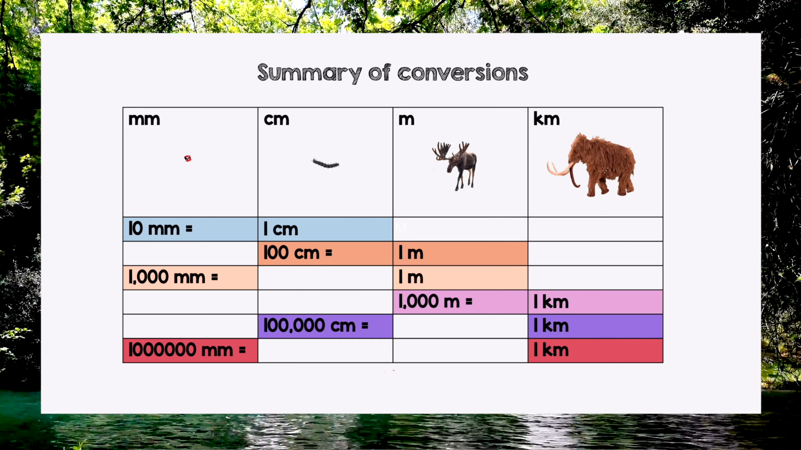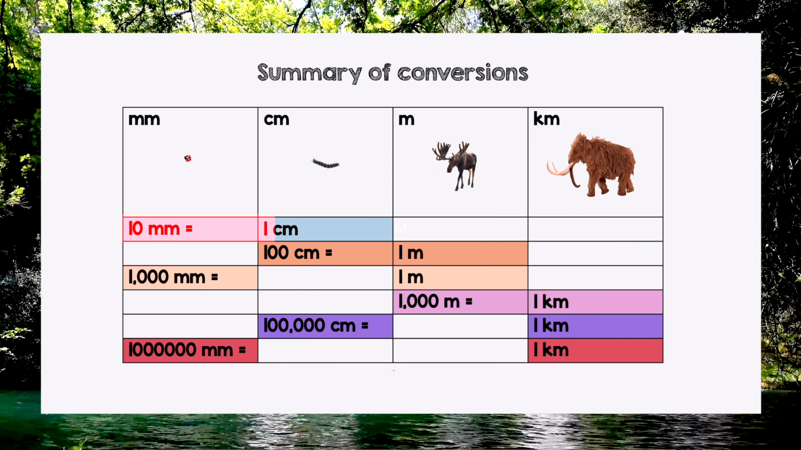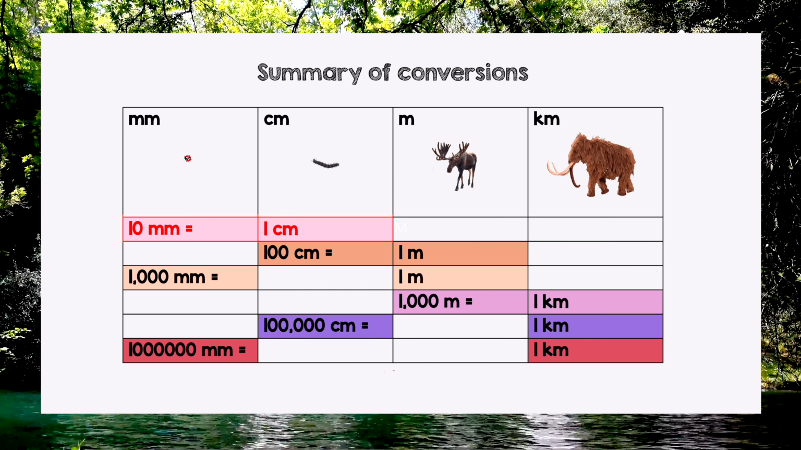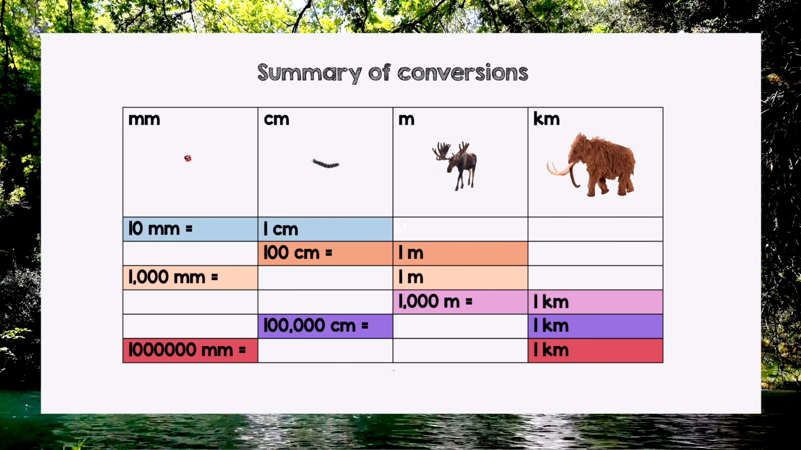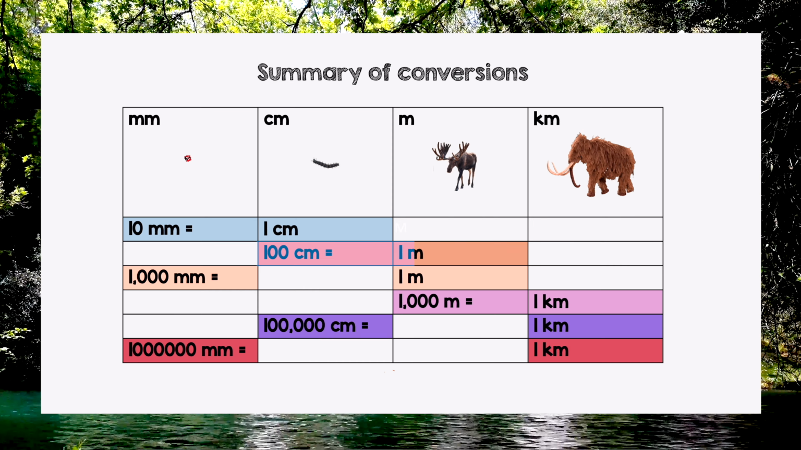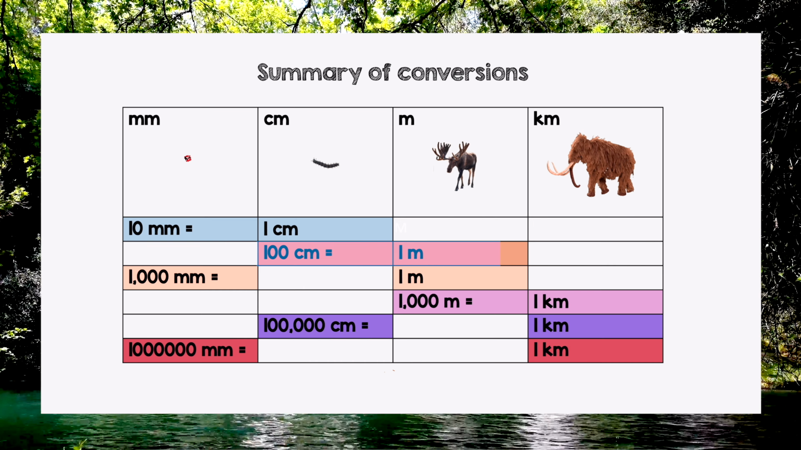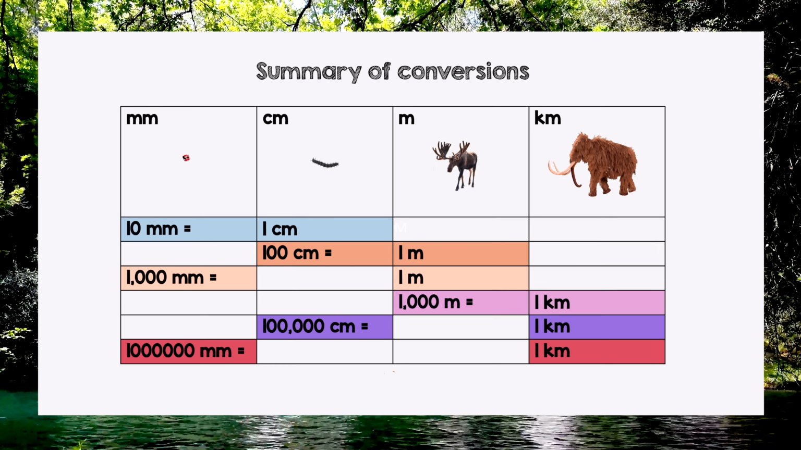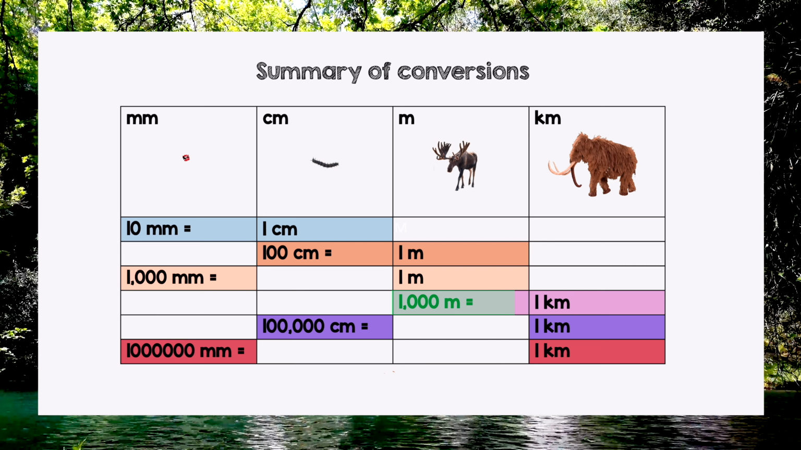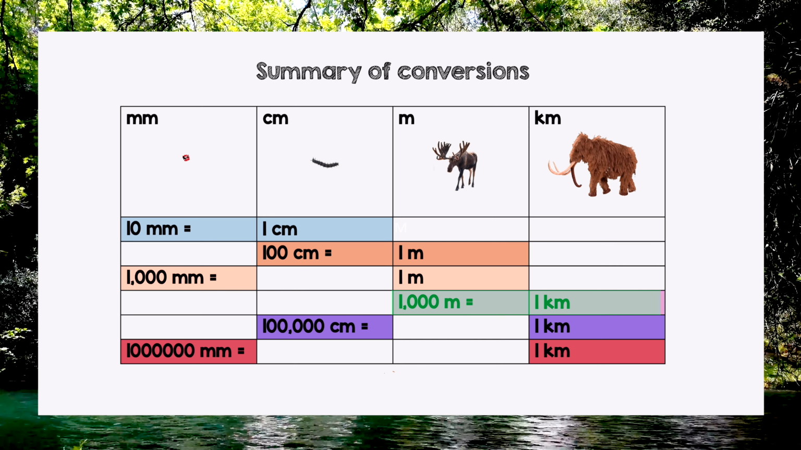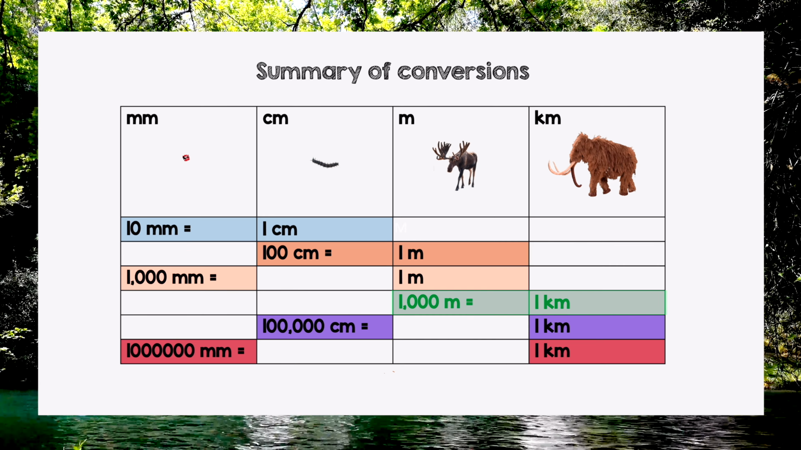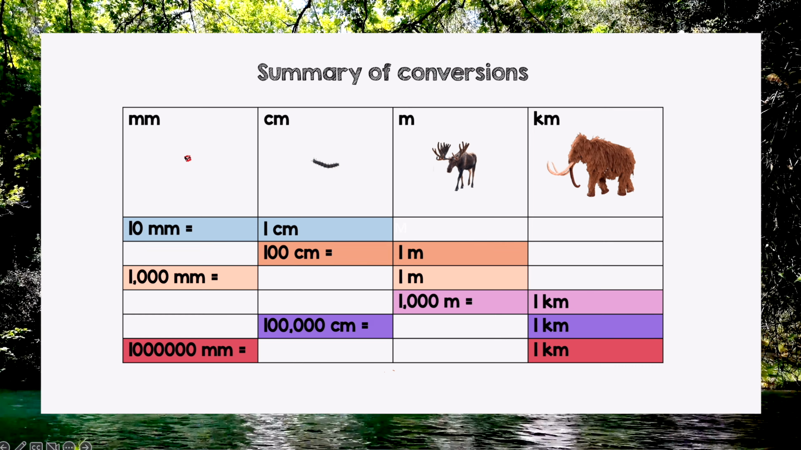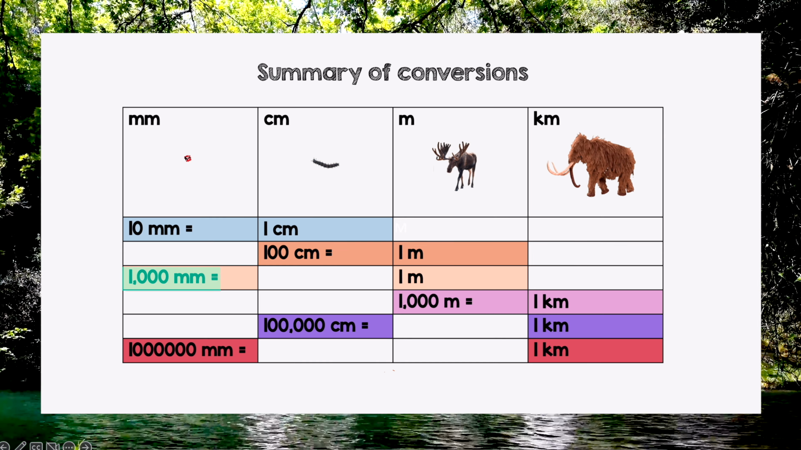In summary, there are 10 millimetres to 1 centimetre, and that's why I said that Centipede ate 10 mites for breakfast. And there are 100 centimetres in 1 metre, which is why I mentioned that there were 100 centipedes riding on the back of the moose. And there are 1,000 metres in 1 kilometre, which is the reason why we needed an army of 1,000 moose to beat the mammoth.